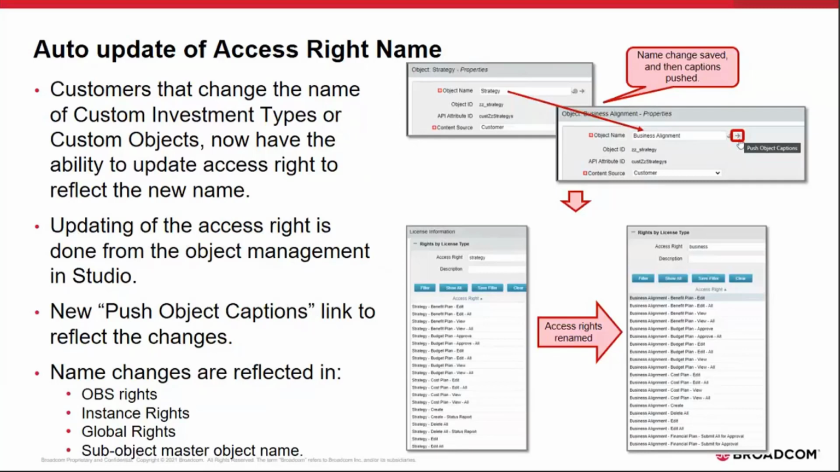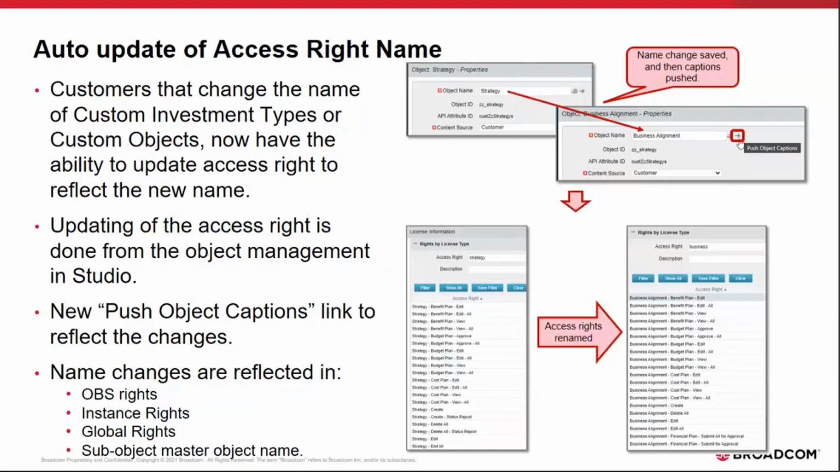For example, if I create a custom investment type called strategy, my AccessRight will then also be called strategy, and it'll display as strategy across either an instance right or a global right or an OBS right. If in the future, based on the changes that the company goes through, we decided to rename from strategy to business alignment, I can go into the studio and easily rename the object from strategy to business alignment.